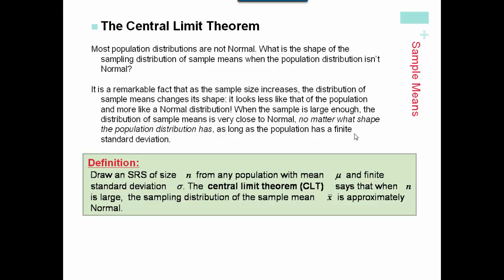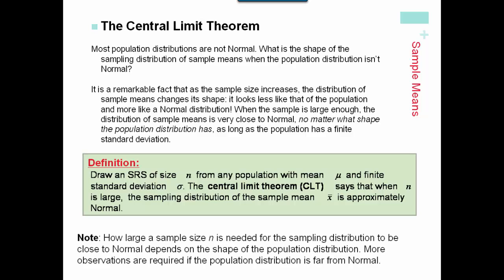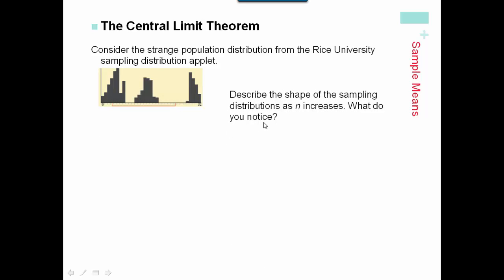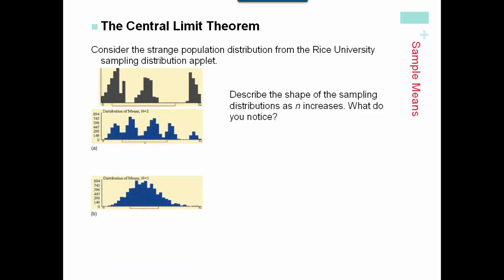Draw a simple random sample of size n from any population with mean mu and finite standard deviation sigma. The central limit theorem says when n is large, the sampling distribution of the sample mean x bar is approximately normal. How large a sample size n is needed for the sampling distribution to be close to normal depends on the shape of the population distribution. More observations are required if the population distribution is far from normal. Consider the strange population distribution from the Rice University Sampling Distribution Applet. Describe the shape of the sampling distributions as n increases. What do you notice?